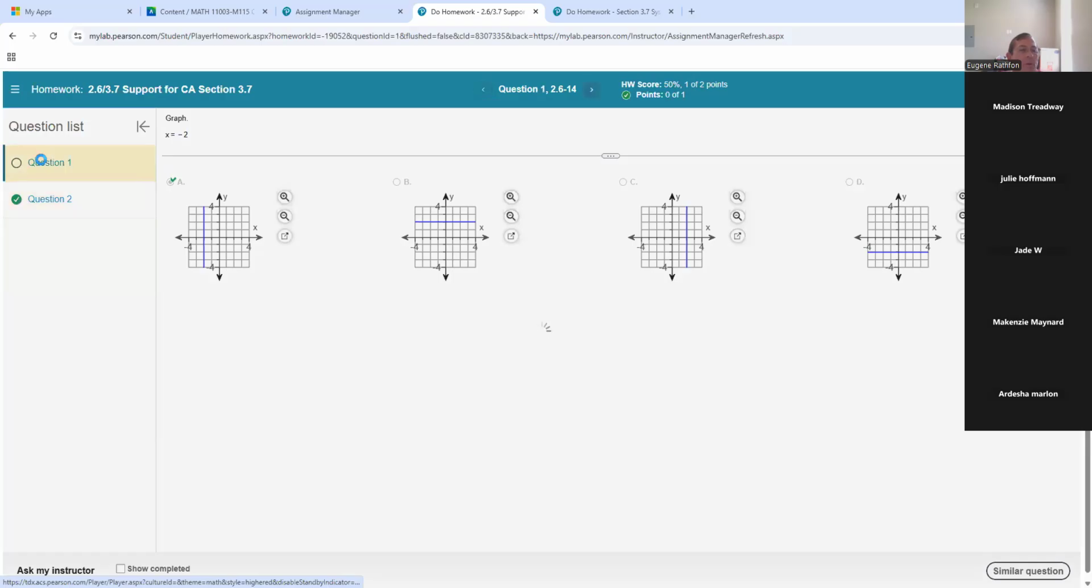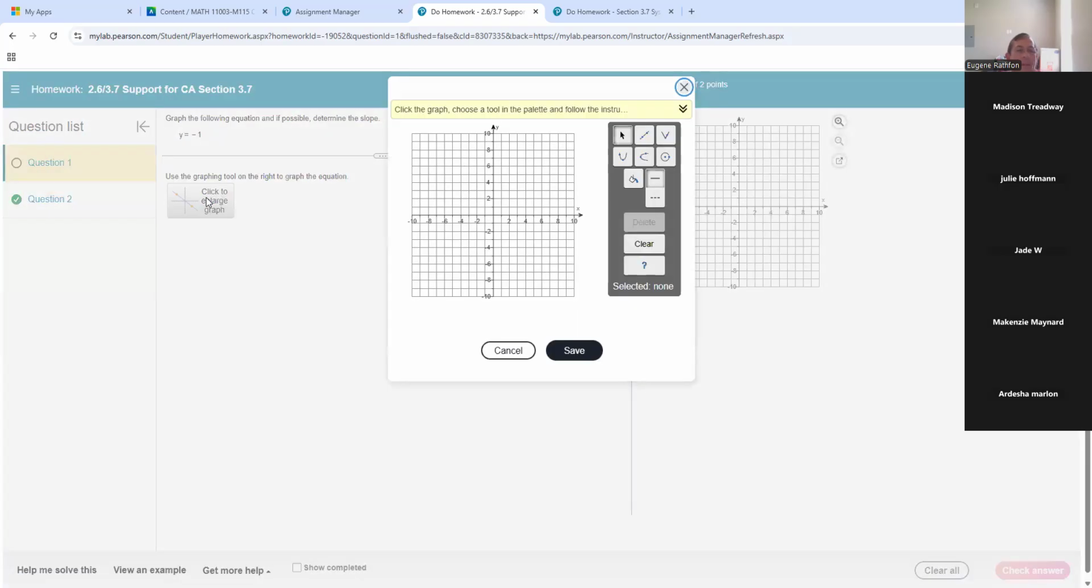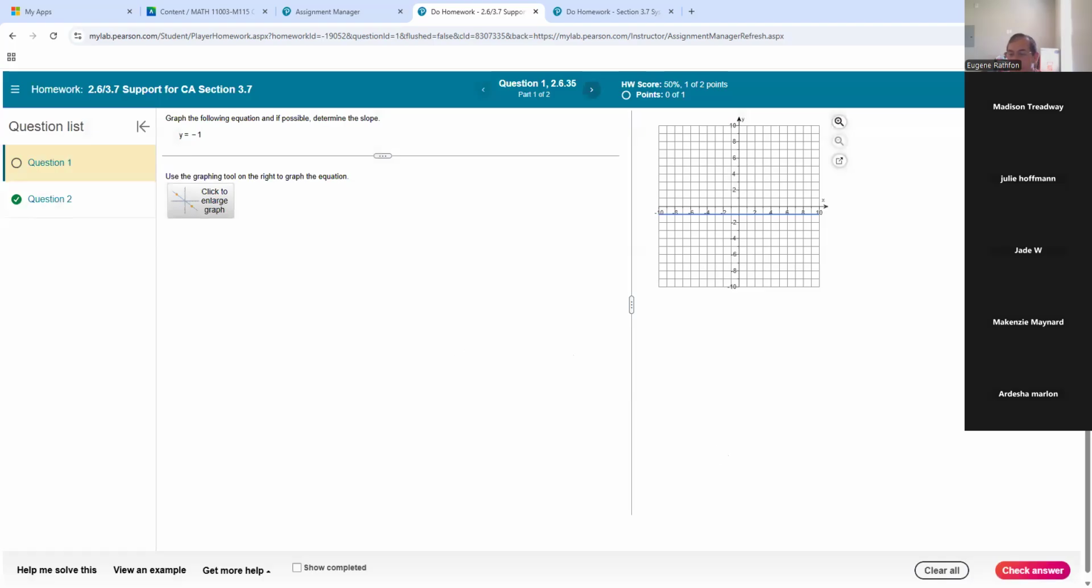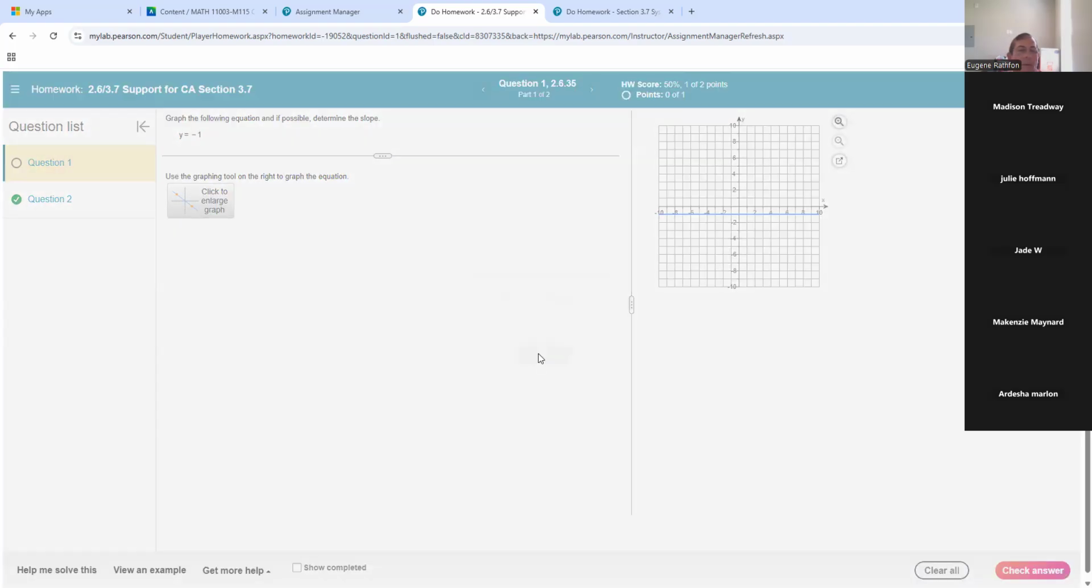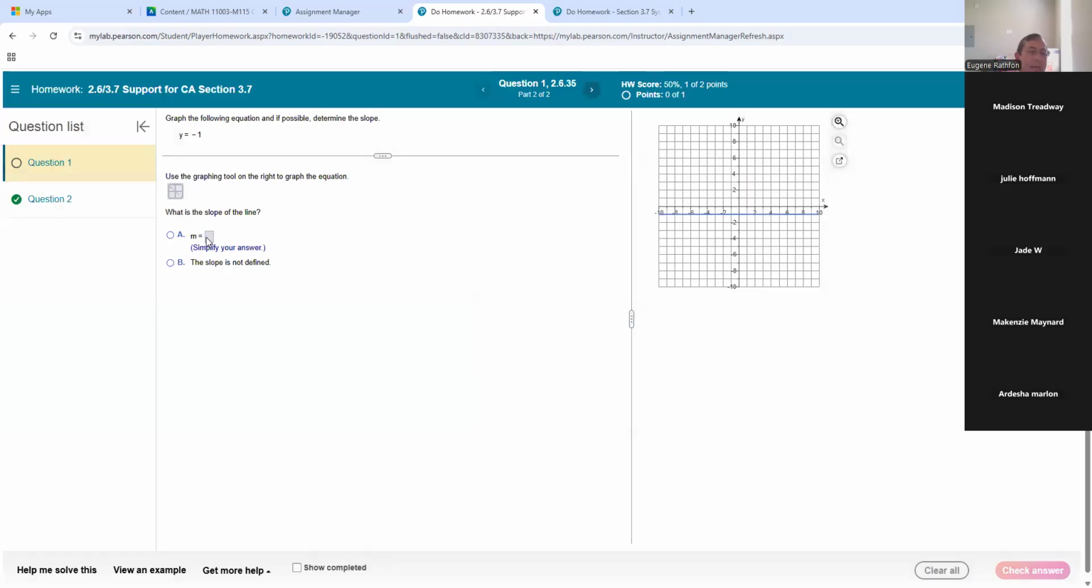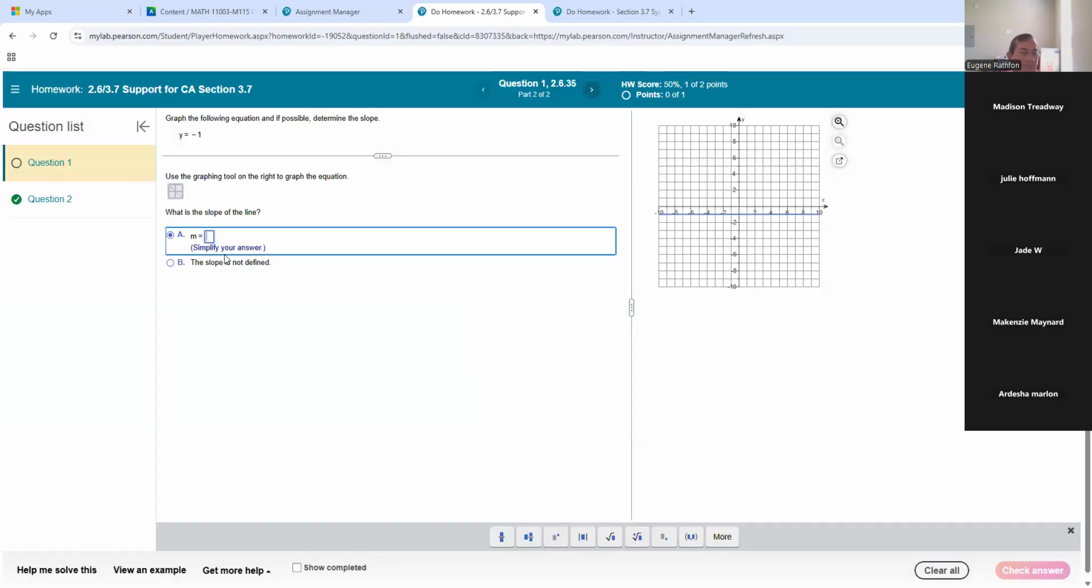All right, so let's go back to number 1 then. Y equals negative 1. Pick your line tool. Go to negative 1 on the y-axis. And then, like I said, left or right, y'all. All right, let's see what y'all got. What's the slope of that line? All right, good job, y'all. It's still going to be 0. Good job.